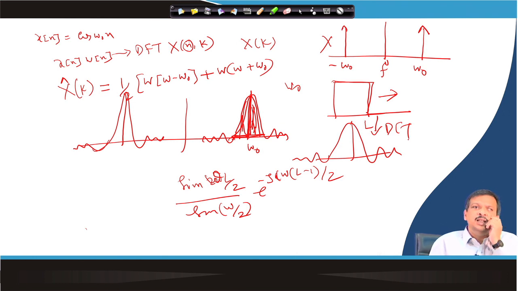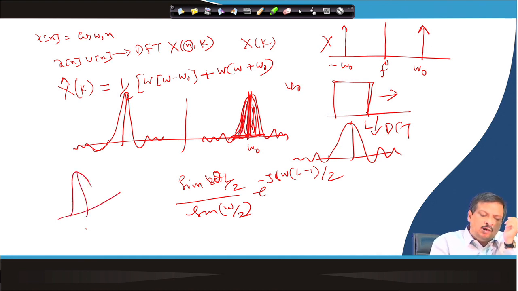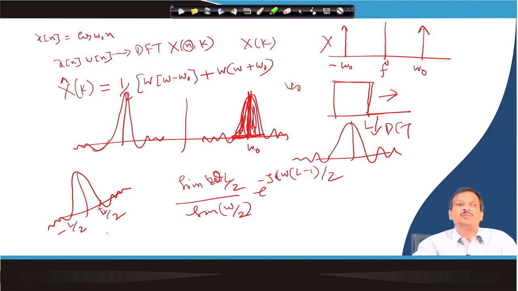So, what does it mean? It means that instead of getting a single impulse at omega 0, I get a bandwidth. So, this is the main lobe and those are called side lobes. So, this is nothing but pi by L, and there will be L by 2 and minus L by 2. Or I can say this is twice pi by L, and this is pi by L in the discrete frequency range.